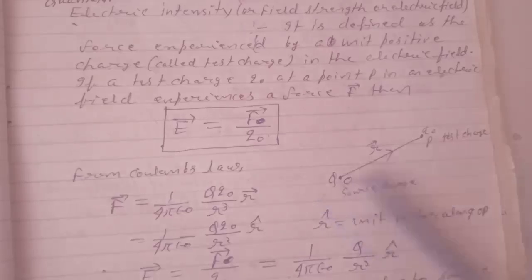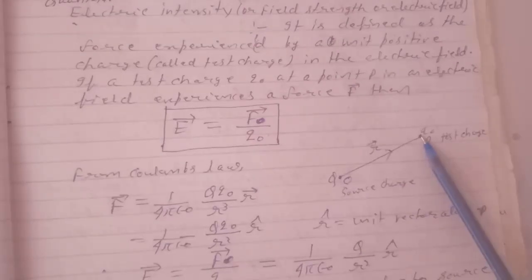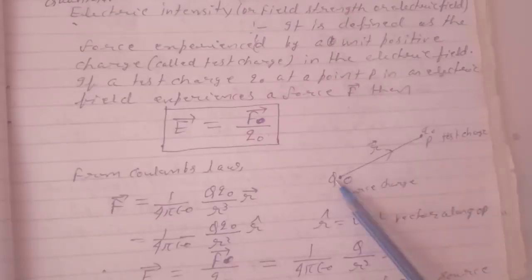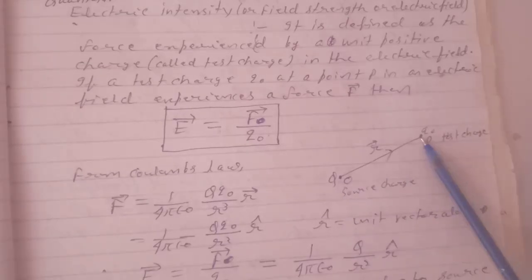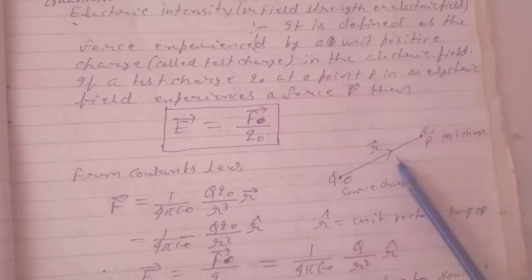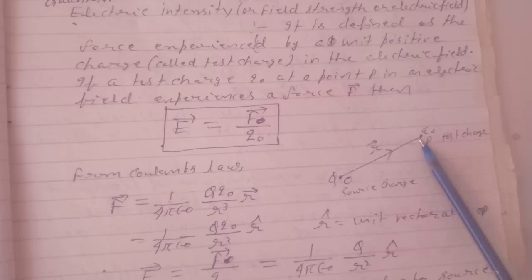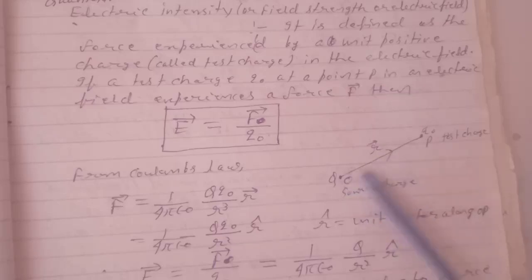Here it is shown a test charge Q naught is placed at a distance r from the charge Q, which is called the source charge, and the field will be due to the source charge. The test charge will experience this field in terms of force. This is the test charge at point P, and its value is Q naught. And r vector is the radius vector, that is OP vector.